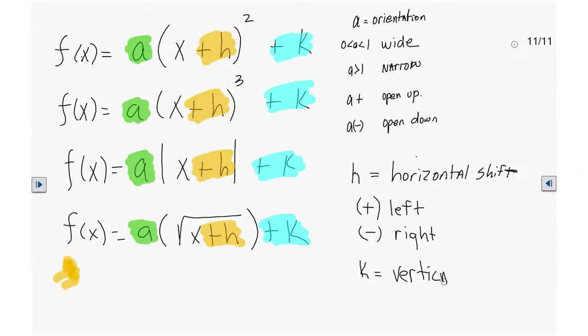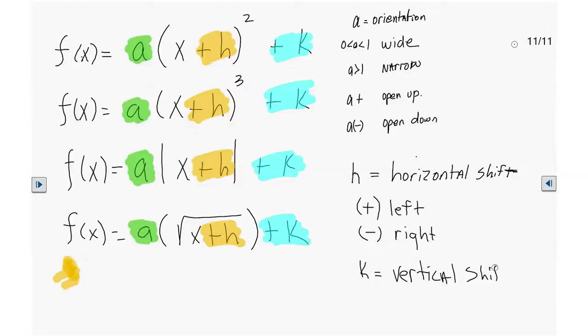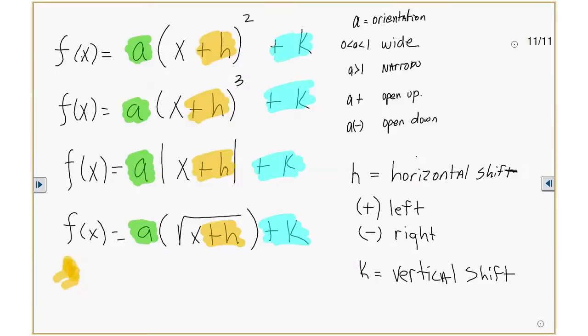And I can't spell vertical, so I hope that's right. You ever just look at a word and it just don't look right? When I write vertical, I just don't look at it.